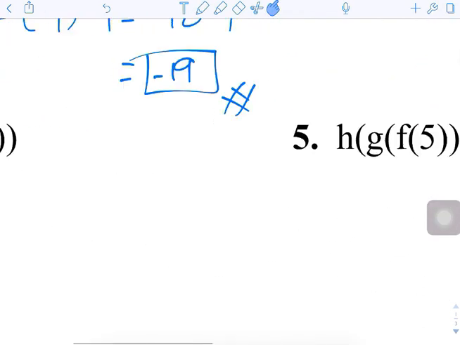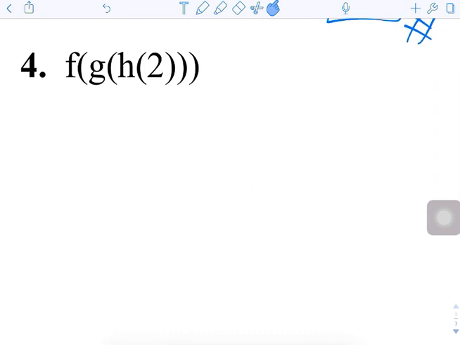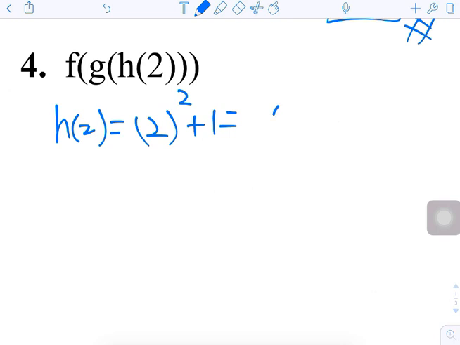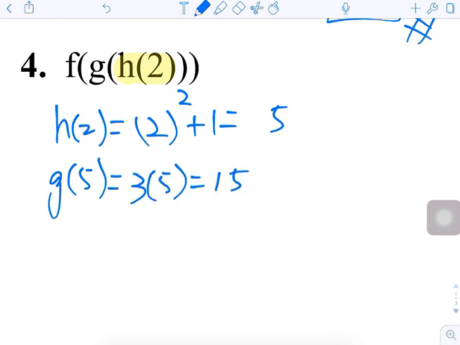Okay, now, number 4, basically the same thing. So go ahead and try really quick. The only thing you need to worry about is now we're doing it in three different steps. Now, let's try this. H of 2. I do remember the function. It's something squared plus 1, which I will get 5. Now I have the inside part. Now I can do g. G of 5 will simply be 3 times 5, which is 15.